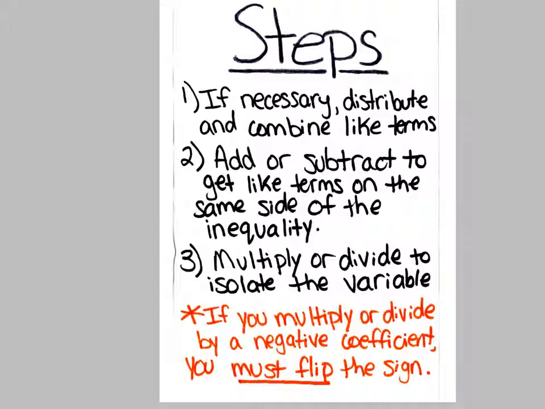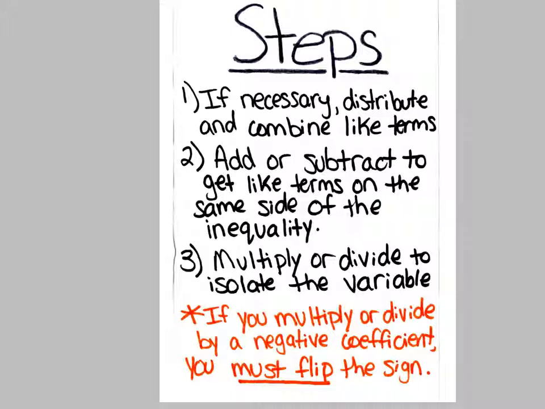The next step is to add or subtract to get the like terms on the same side of the inequality. So when you add or subtract, you want to get the variable terms on one side and the constants on the other side. The last step is to multiply or divide to isolate the variable.